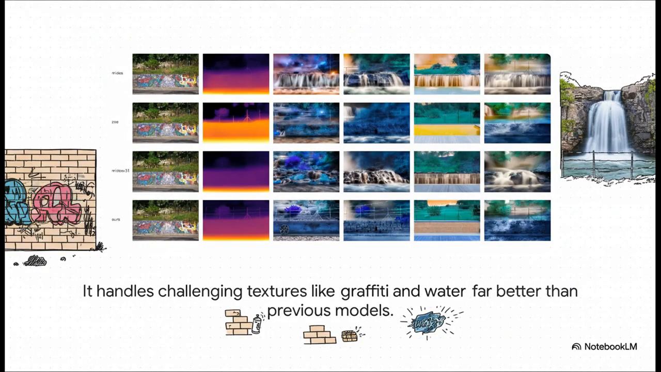And here's another fantastic example. This scene is super tricky. You've got graffiti, a fence, moving water. The other models just get totally confused by it. But look at the bottom image again. Depth Anything nails it. It sees the flat wall, the individual rails on the fence, and it even understands the texture of the rocks behind the waterfall. That training on a massive, diverse dataset really paid off here.